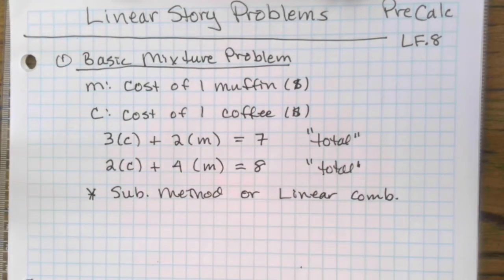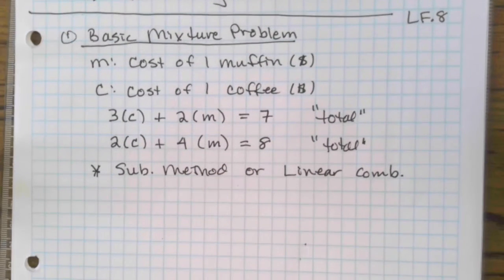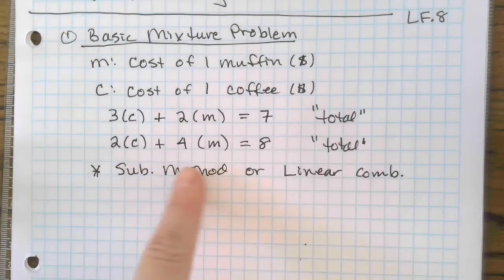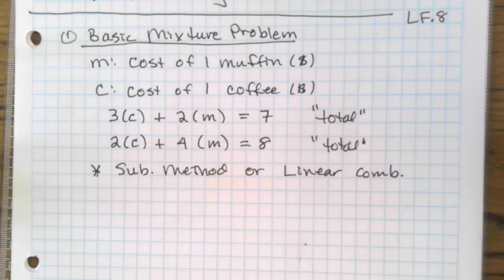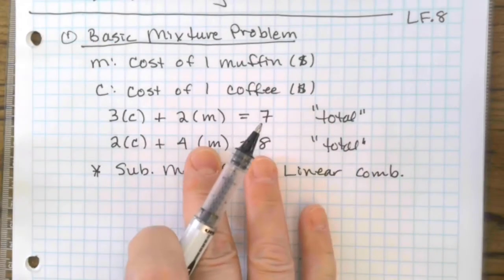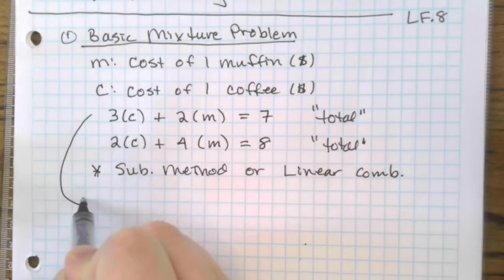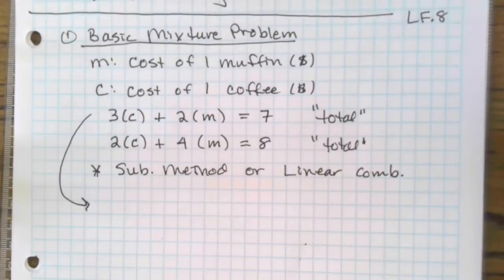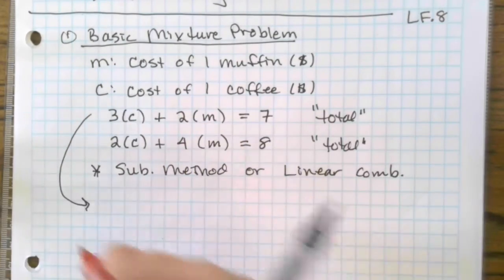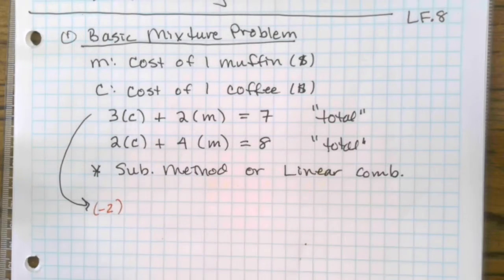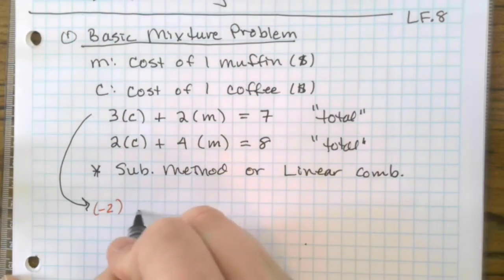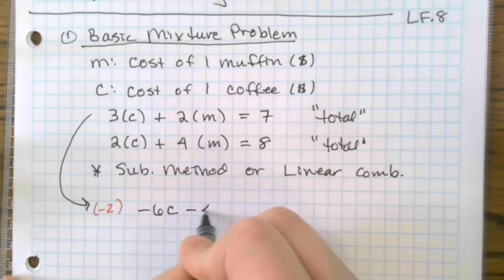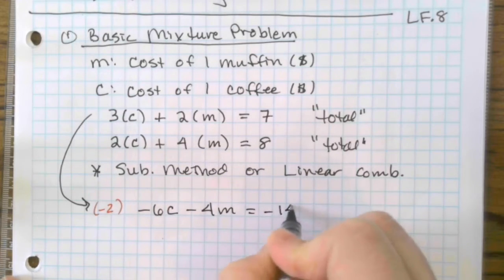For these kinds of problems, I actually find that linear combination is typically the better one of the 2 to try because there's no lonely variable to solve for. So if I was going to solve this using linear combination, I would probably eliminate the m's first. So I would take the first equation and I would multiply it. To make these go to 0, I need this to be a negative 4m, so I'd multiply everything by negative 2. So that would be negative 6c minus 4m equals negative 14.